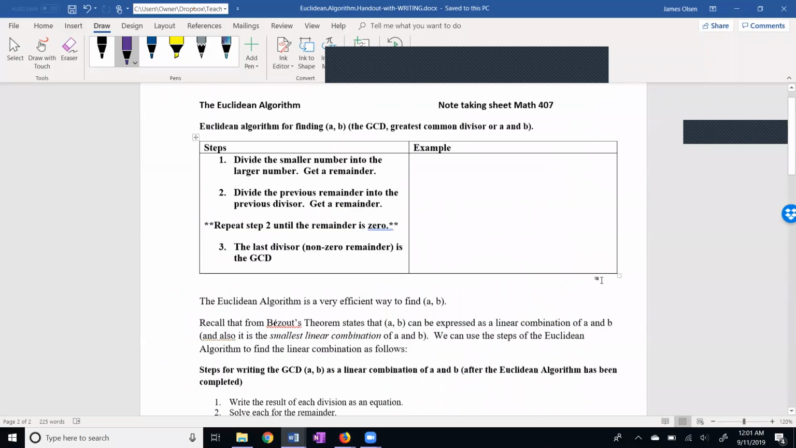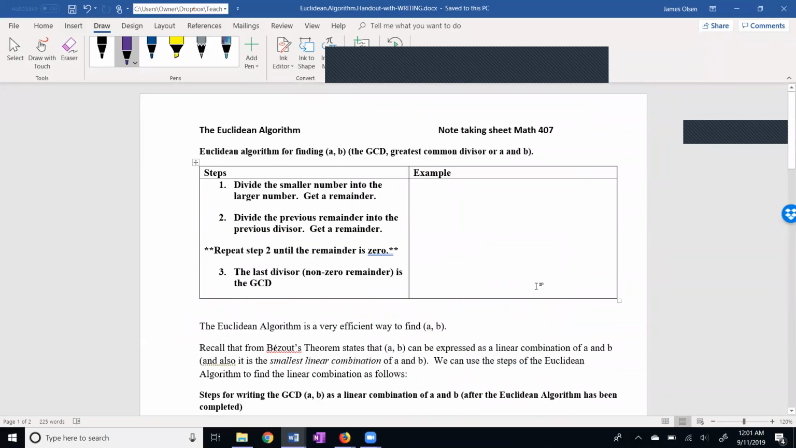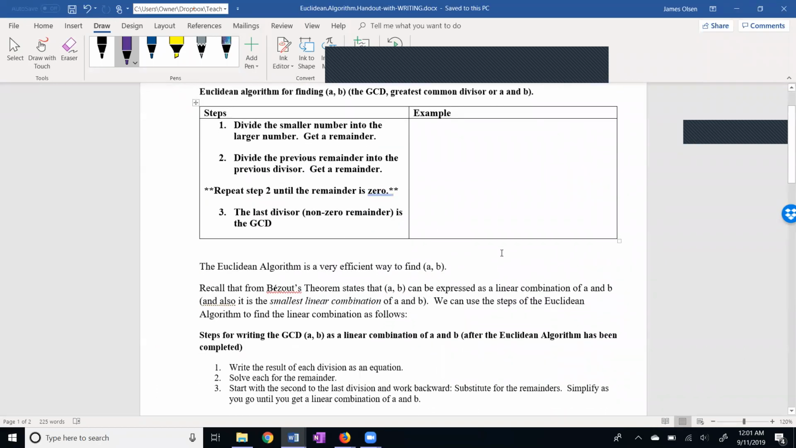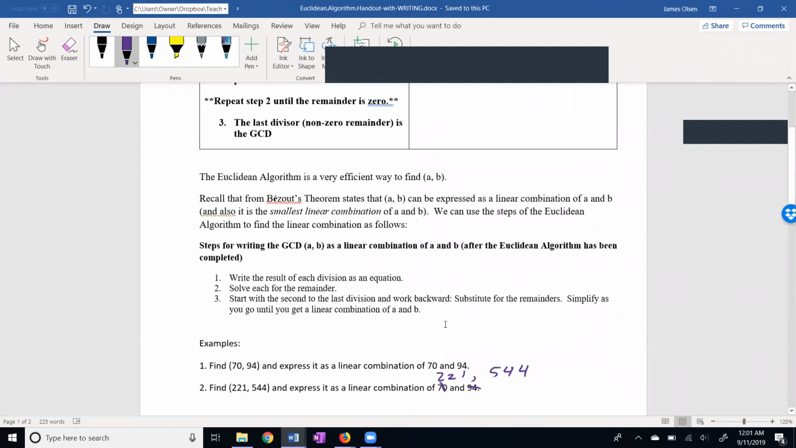Now, the next thing: not only is the Euclidean algorithm nice for finding the GCD, but it can also be used to find the linear combination. And here are the steps for writing the GCD as a linear combination.